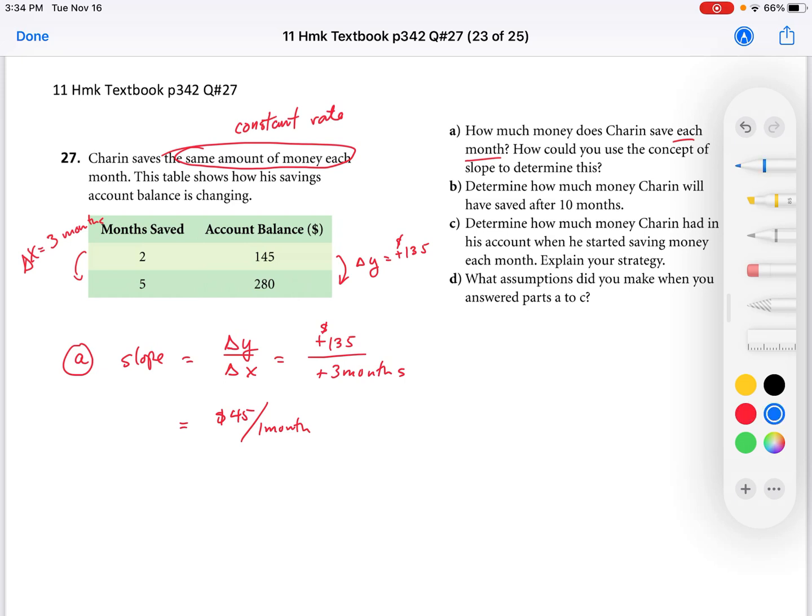For part B, it says determine how much money Shirin will have saved after 10 months. So what we can do is we can use that ratio to be able to get to 10 months. So I can go from 5 to 10, so that's going to be plus 5 months. And using that ratio, for every month is $45, so for 5 months that works out to be plus $225. Okay, so we're going to end up with adding $225 to $280, and that gives us $505. So after 10 months, he's going to have saved $505.